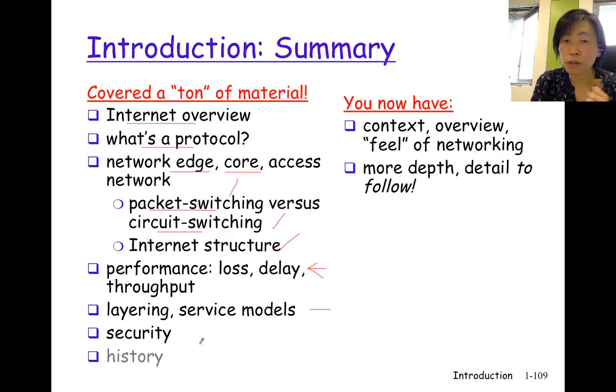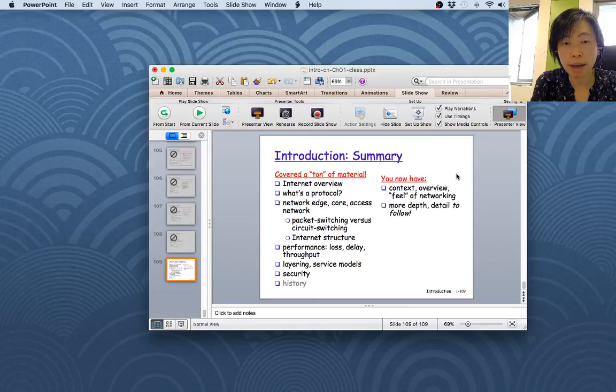Security, just for your amusement. Hopefully you get the feel of the internet by now. We'll be going into more depth starting next week with Chapter 2, the application layer. Now let me stop here and see what questions you have.